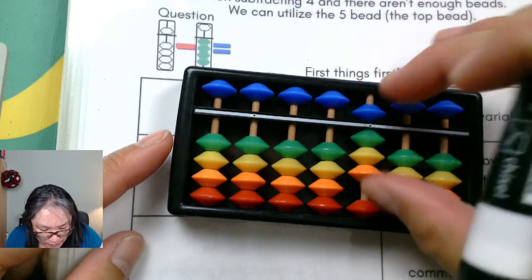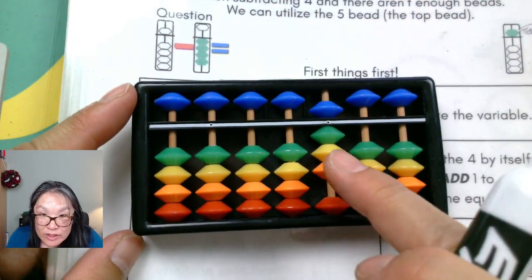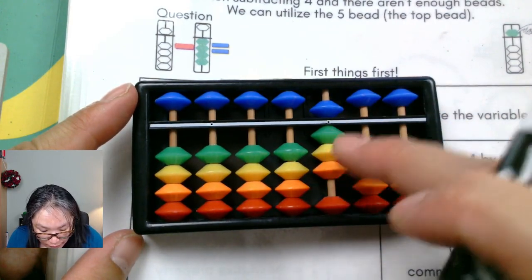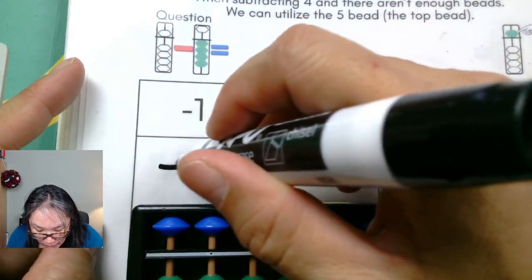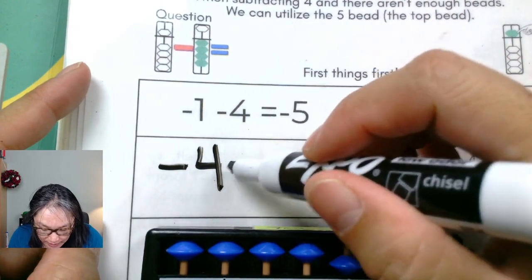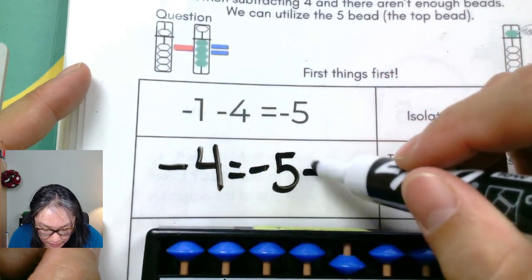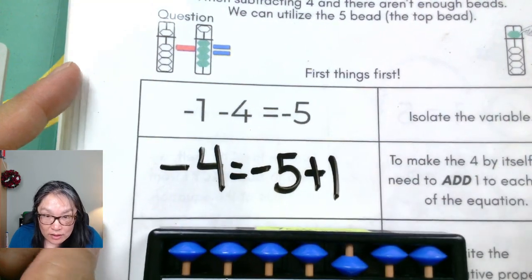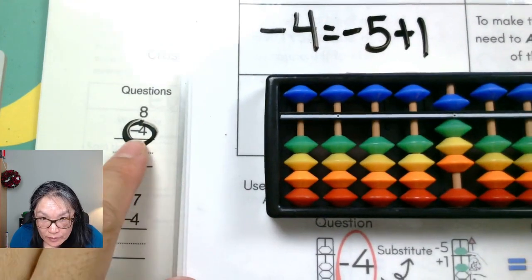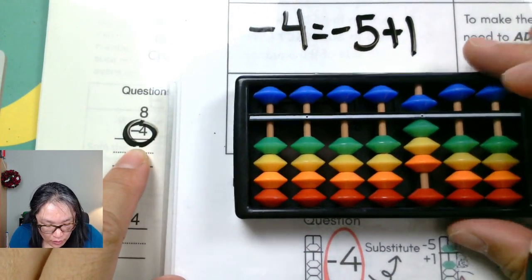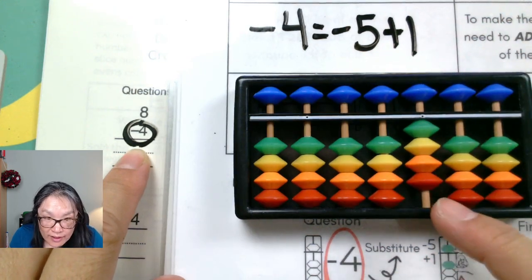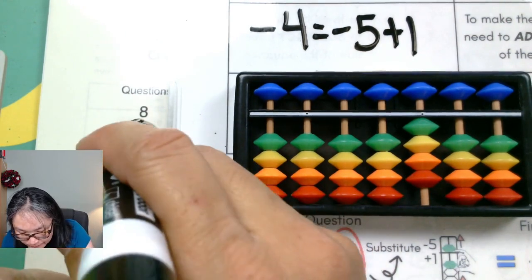Why? Because we have 8, and we want to take away the 4. We don't have enough beads to minus the 4. 1, 2, 3. We only have 3. So remember, we want to minus the 4. To do that, we need to minus the 5, and then don't forget, we need to add the 1. So in our formula, minus the 4 is minus the 5 and then plus the 1. So my final answer is 4.